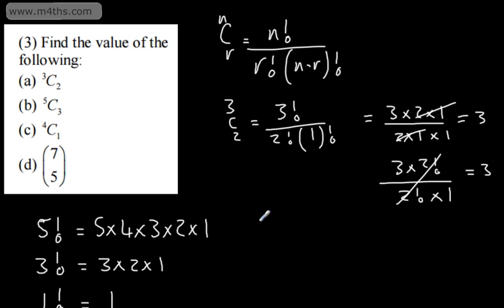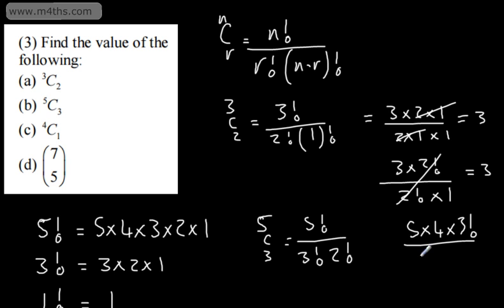Okay, 5C3, 5 items chosen 3 ways. So we're going to have 5 factorial, then 3 factorial, and then 2 factorial. So what could I write? I could write this as 5 times 4 times 3 factorial over 3 factorial times 2 factorial. Now 2 factorial is just 2 times 1. We can see those cancel, and 5 times 4 over 2 is going to give us 10. Again, we can check that.